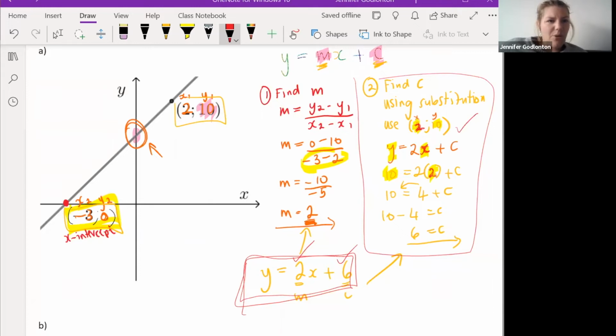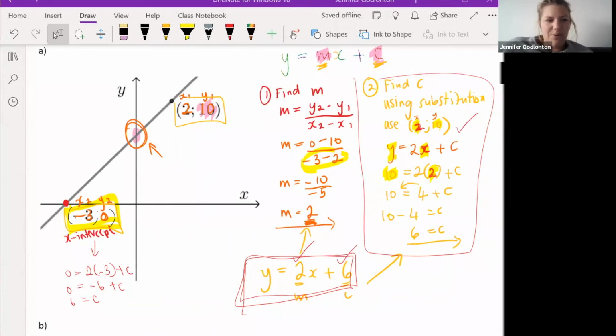Okay, Ntando, how can I help? Ma'am, doesn't it give you a different answer when you use the other coordinates, or does it give you the same answer? Same answer. I'll show you. So if I use these coordinates, I would say 0 is equal to 2 times -3 plus C. So 0 is equal to -6 plus C, which means C is equal to 6. Oh, okay. Thank you, ma'am. No problem. Okay, last question, then I'm going to give you guys one to do by yourself.